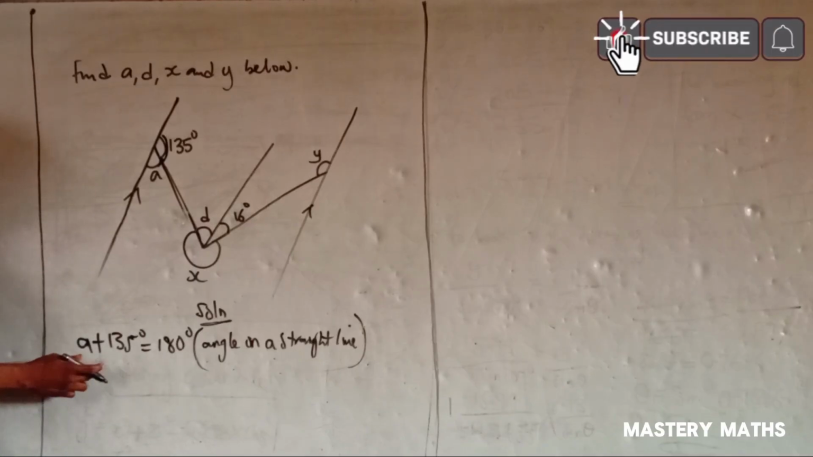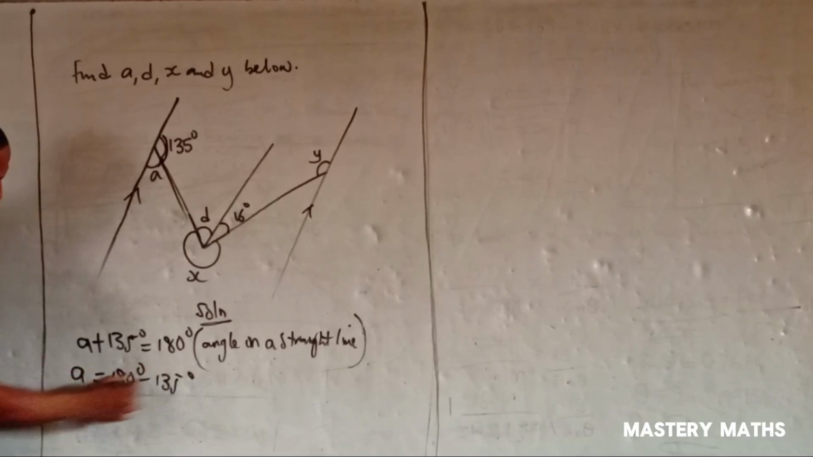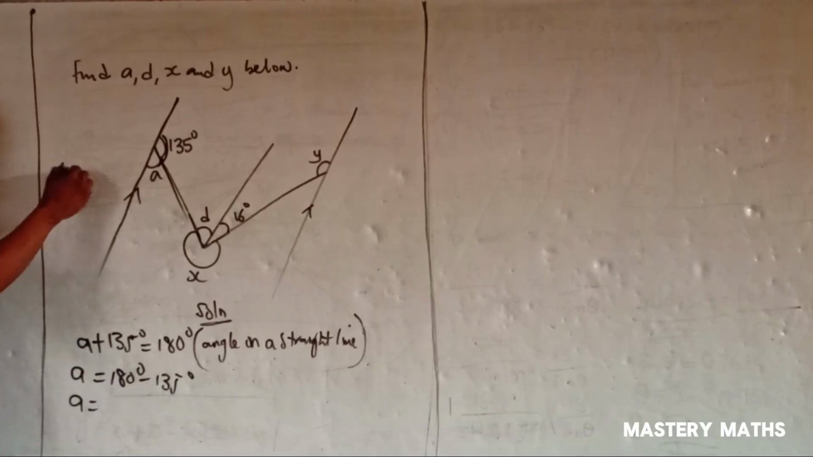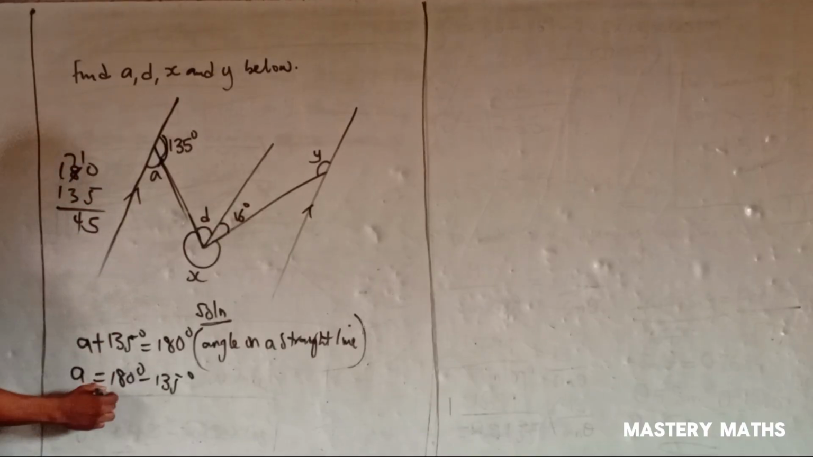You have your A. What should I do? We collect terms. You say your A equal to 180 minus 135 degrees. Now how do you do that? Let's do it. Your 180, 135, here is 7, you put 1 here, is 5. This minus this is 4. So you have your 45 degrees.